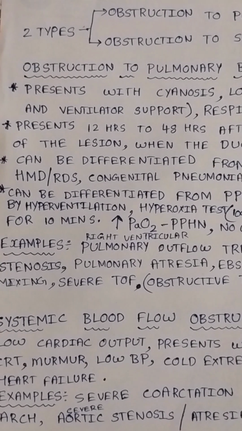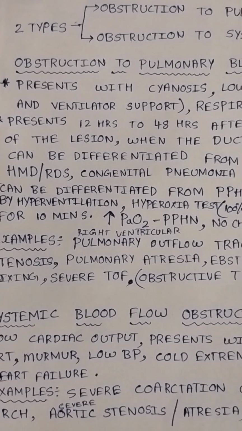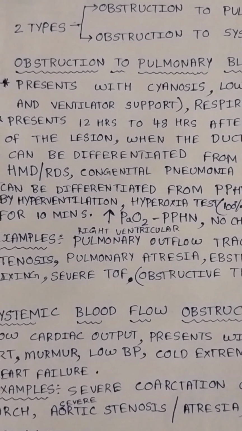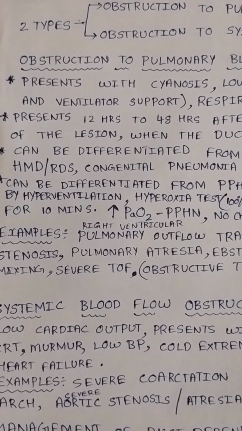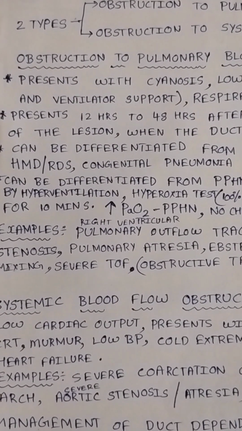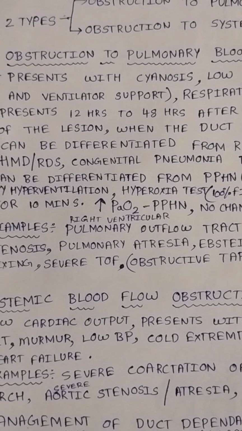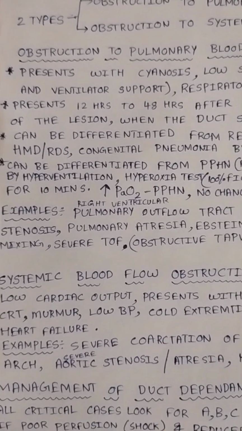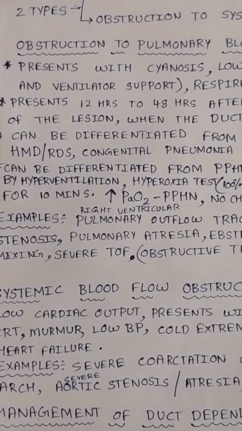It can be either cyanotic heart disease like obstruction to pulmonary blood flow, or sometimes PPHN can also present like this, persistent pulmonary hypertension of the newborn. Okay, next comes how to differentiate.